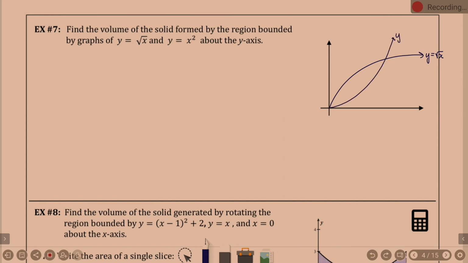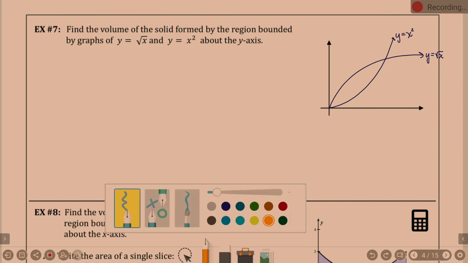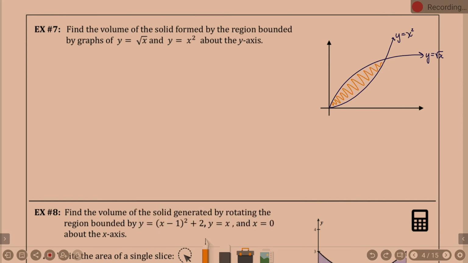Now, I only drew the first quadrant parabola because it's the volume of the solid formed by the region bounded by these graphs. Is square root of x going to be anywhere else? Square root of x is just a first quadrant graph. So what is the shape here? Kind of a flower. It's that little thing, yes? And we're rotating that little thing about the y-axis, which means we're going to be working in terms of y's.